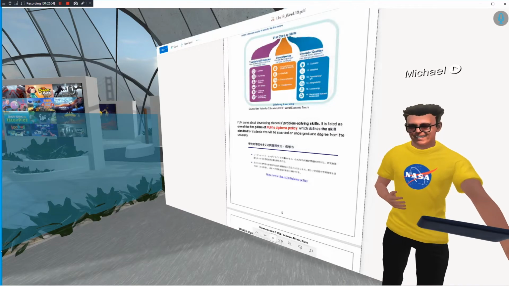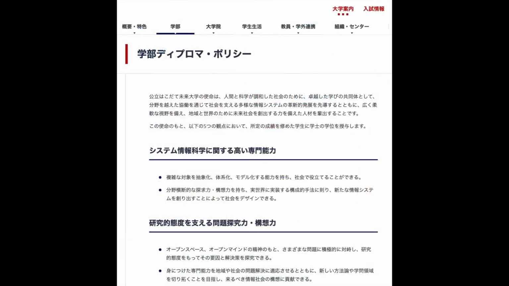Complex problem solving is one of the core pillars of Future University's education. And on the Future University website, we have the Fund's diploma policy, which categorically highlights the need for students to solve problems.